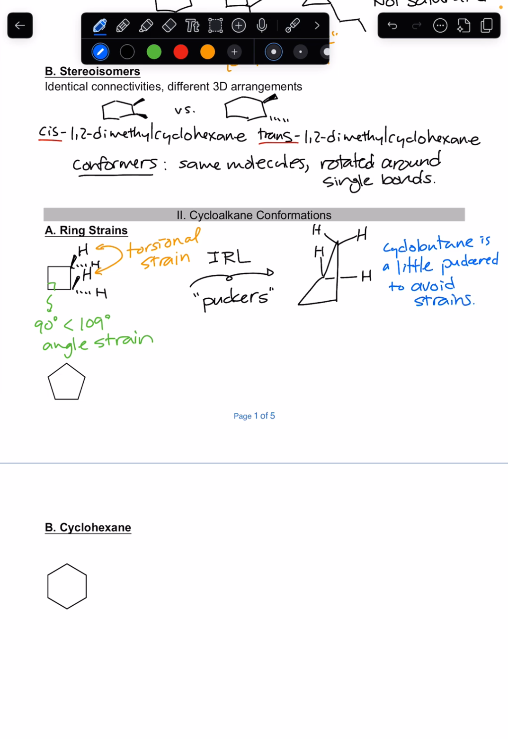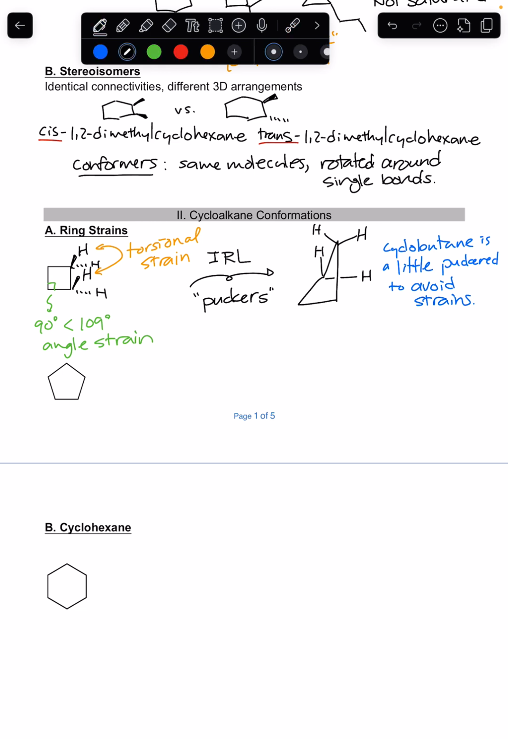And also, once it's puckered, it's a little bit different than 90 degrees. You might see at least some of the bond angles. Okay. I said you could argue for a third strain. When it's eclipsed like that, these two atoms are pretty close together, so there will be some steric strain as well.